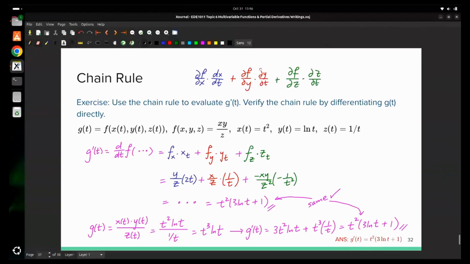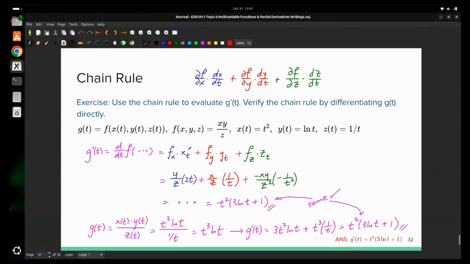In this case, it should be d because x, y, and z are functions of a single variable t, so more technically correct is d. But d or del actually doesn't matter, just a small change. Once you write down the chain rule, you just find the individual expressions. So f sub x is what? y over z, because x is the variable and y and z are constants. So you get y over z.